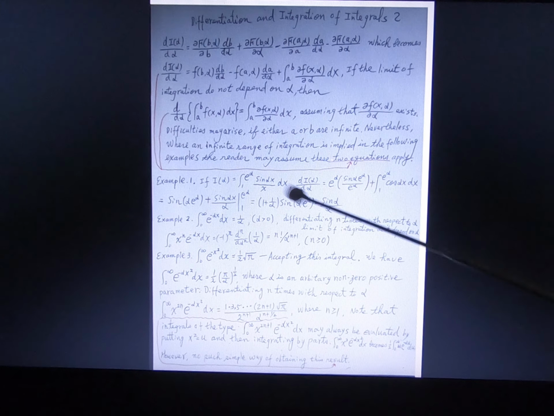Okay, so these are some examples. Example 1, sine alpha x divided by x integration like this. The second example, third example, and you can see this integration is easily done using this method, although it can be done by integration by parts, by putting x squared to u.